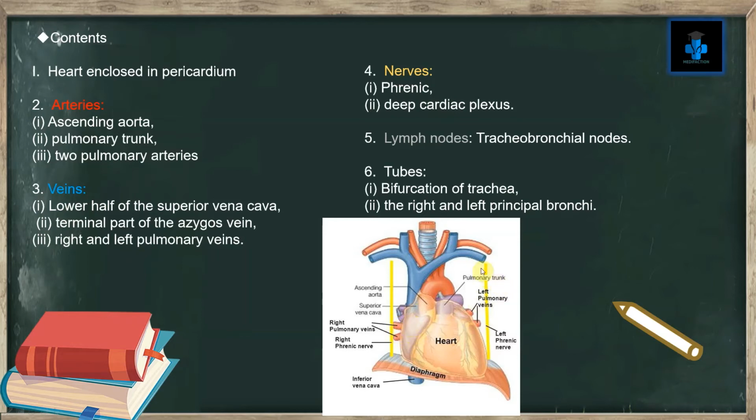In nerves, we can appreciate the phrenic nerve and also the deep cardiac plexus. Lymph nodes present here are the tracheobronchial nodes, and some tubes are the bifurcation of the trachea, the right and left principal bronchi.